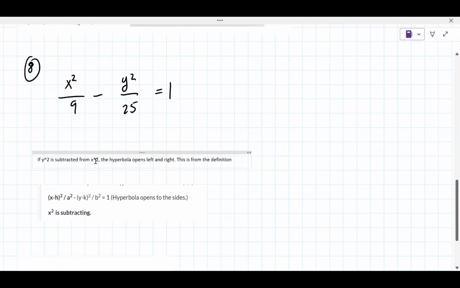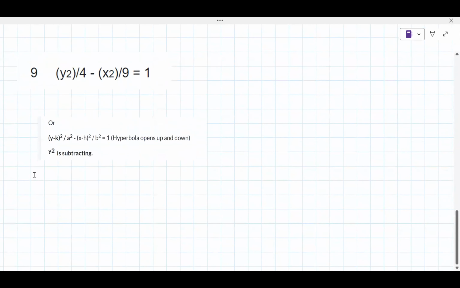Maybe we should use their language. You could say x squared is subtracting, and then this is from the definition. And then for the other one, you can write y squared is subtracting, so the hyperbola opens up and down.